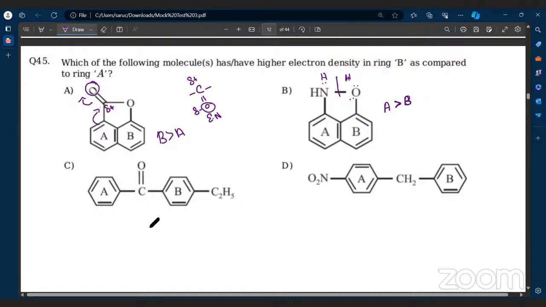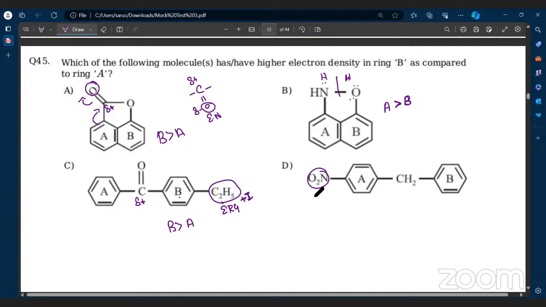Now moving to this one. Now I have A and B. Both are attached to an electron withdrawing group. But B has an electron releasing group, C2H5. So the plus I effect acts on ring B, so electron density will increase. So B is done. Now moving to D.